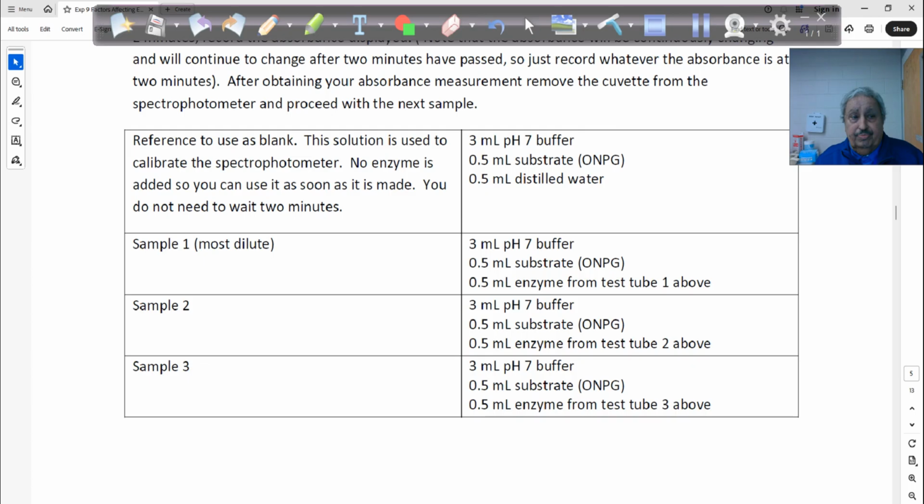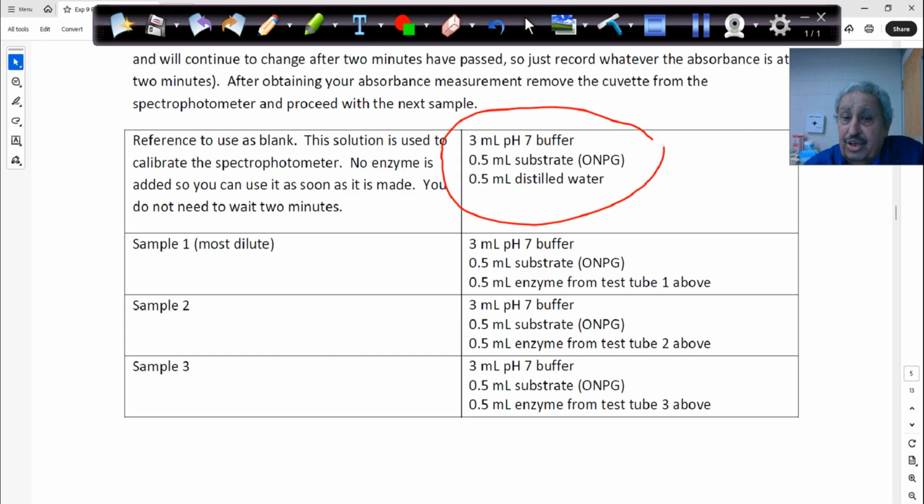first you will have your reference or the blank. Before measuring with the spec 20, you have to enter your blank. It's very important because without the blank, your data does not have any reference and is worthless. So you have to do the blank. The blank here is made of 3 mLs of the buffer. You add the buffer 7, correct?